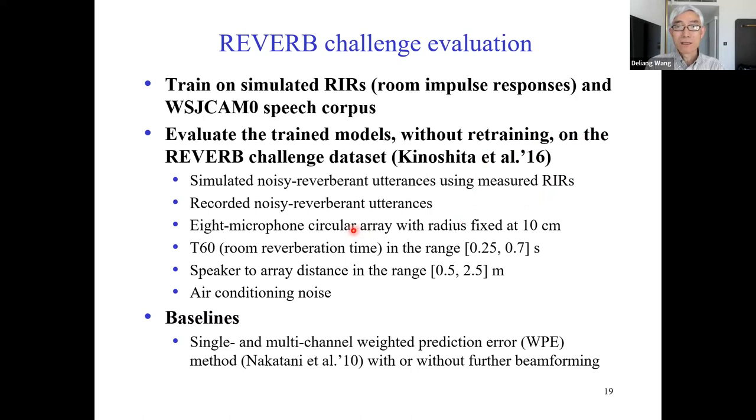So the array is a standard eight-microphone circular array, and T60 values range from 0.25 to 0.7 seconds. And the speaker-to-array distance ranges from 0.5 to 2.5 meters. And the background noise is air conditioning noise. And we chose two baselines for comparison. Both are based on the WPE method. WPE stands for weighted prediction error method. And we also compare with WPE combined with further beamforming.